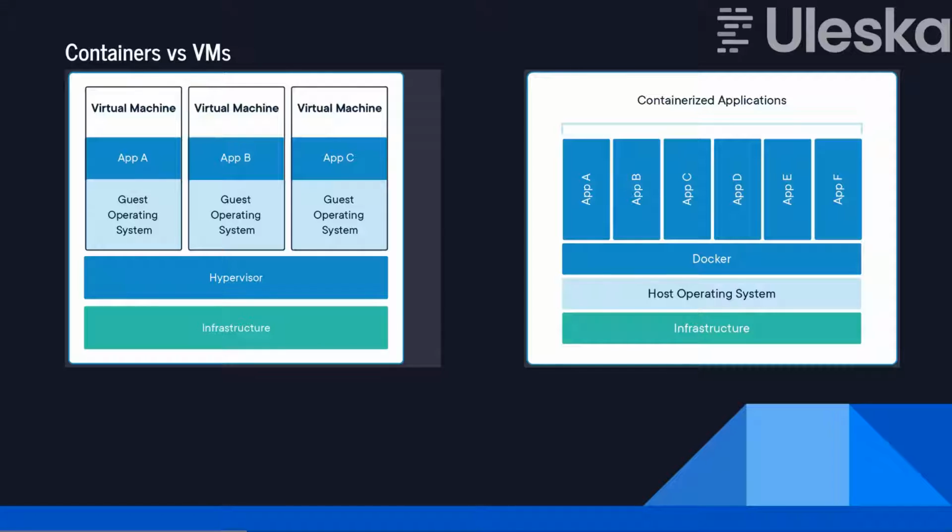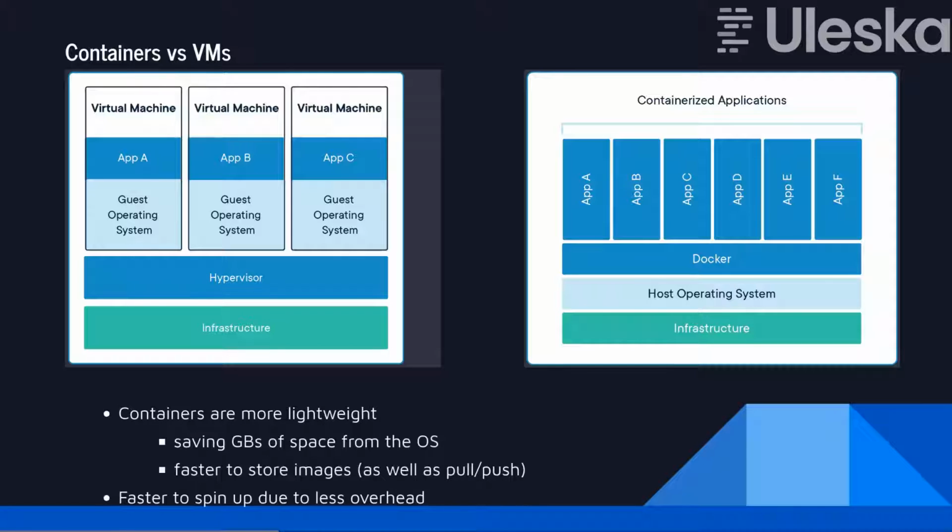Whereas on the right-hand side, we can see containerized applications. These don't require all of that guest operating system space to be taken up by a unique copy. You can see that the host operating system runs just above the infrastructure. Docker actually runs on top of that to control each of the services. And because you don't have to take up that much more space or resources, you can kind of fit more applications on.